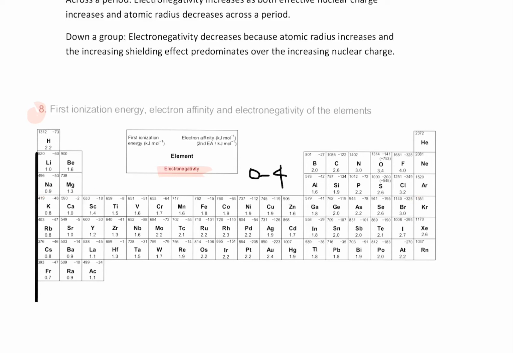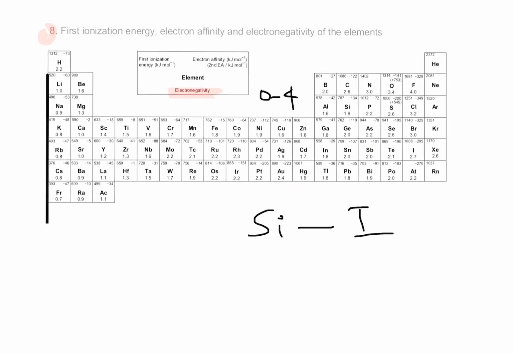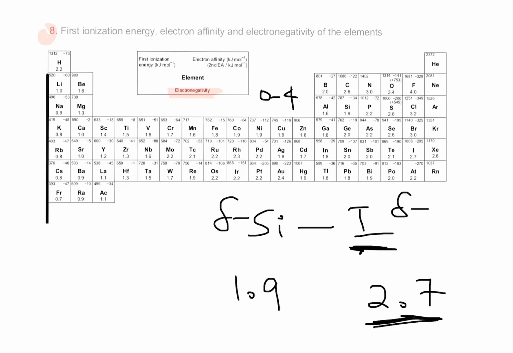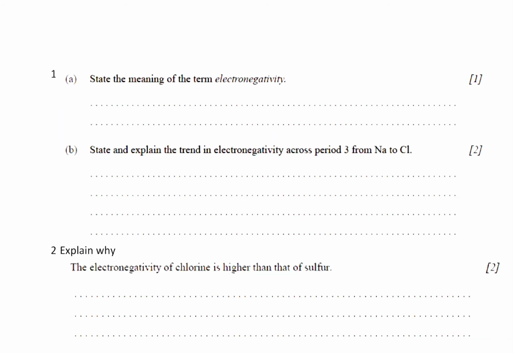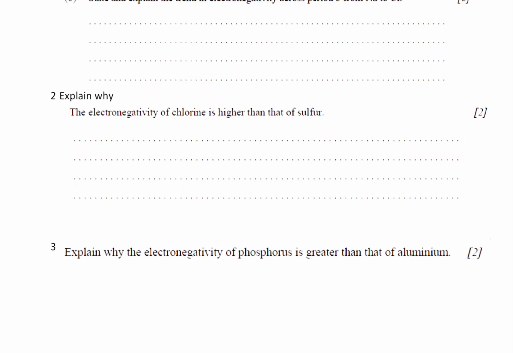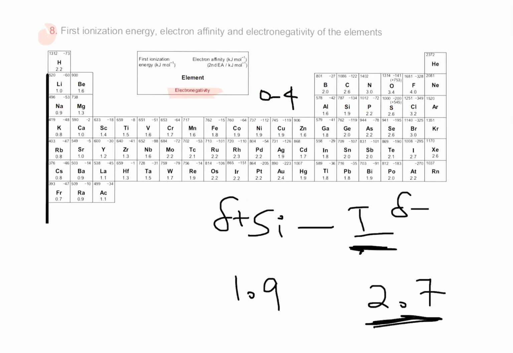So let's say you have a bond between silicon and, let's say, iodine. If you compare the electronegativity values, silicon is 1.9 and iodine is 2.7. Because iodine has the higher electronegativity value, it's going to pull electrons towards itself. So this will be delta minus, and this one will be delta plus. This is what electronegativity values actually imply. So you're going to answer the basic questions on electronegativity and electron affinity.